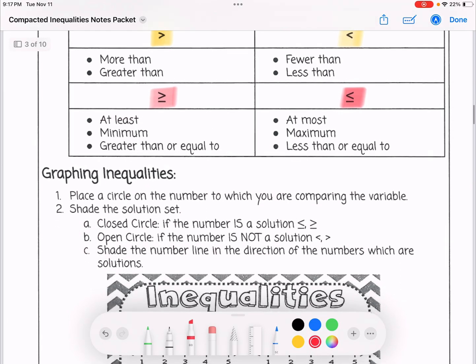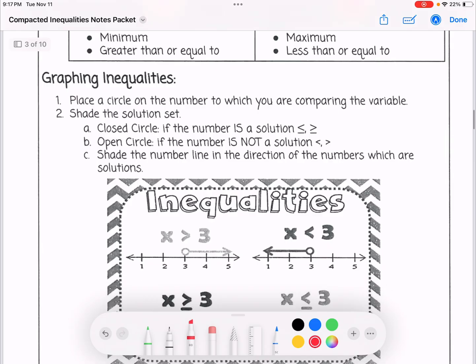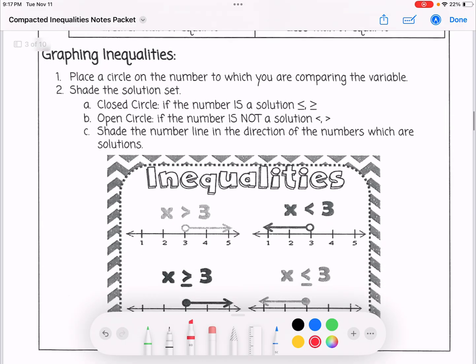Also, friendly reminder, when we are graphing inequalities, you need to place a circle on the number to which you are comparing the variable. So for example, in this first one, it says x is greater than 3, so there is a circle on 3.